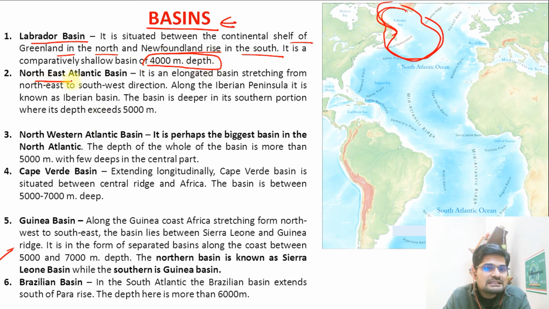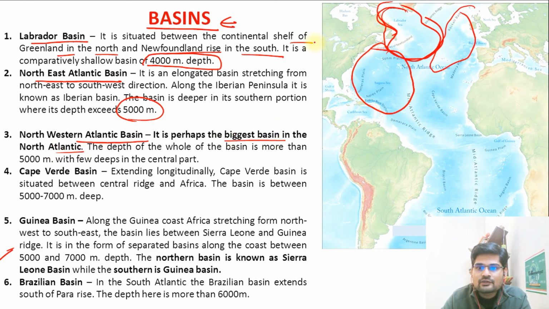Then you have the Northeast Atlantic Basin. So the northeast is this particular basin if you observe, right? This is important to remember. The depth here is about 5,000 meters. Then you have the Northwestern Atlantic, which is perhaps the biggest basin in the Northern Atlantic, right? So this is what you observe as the northwest part, and its depth again is about 5,000 meters.